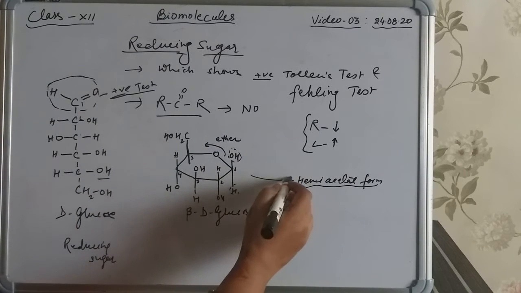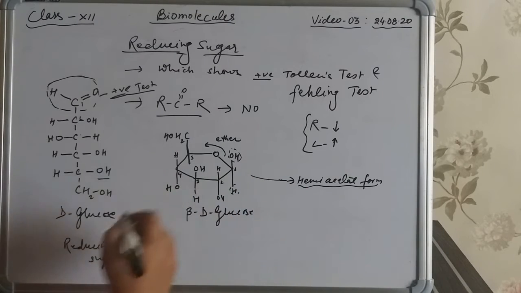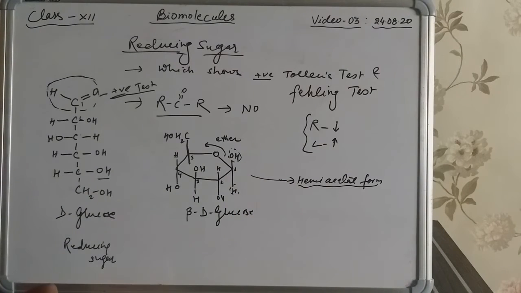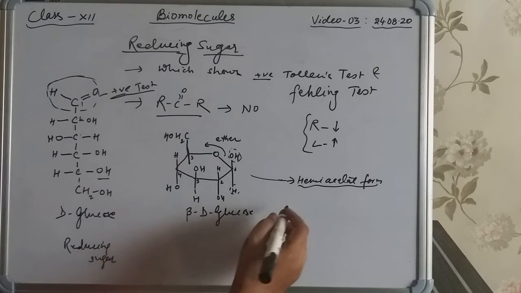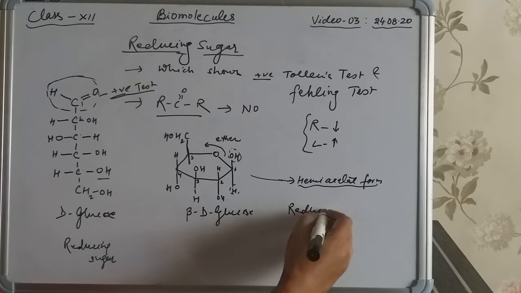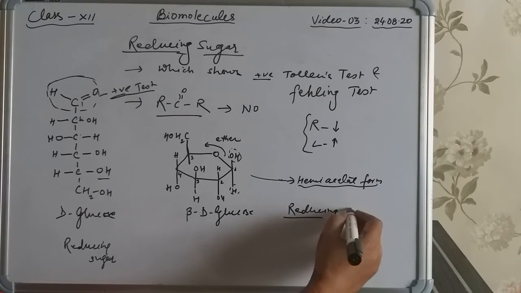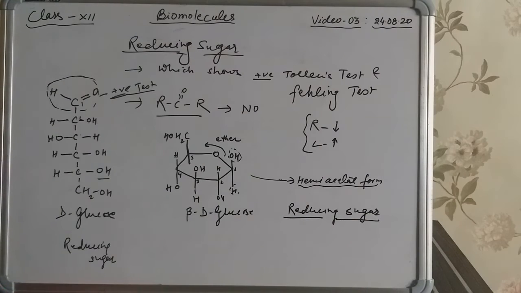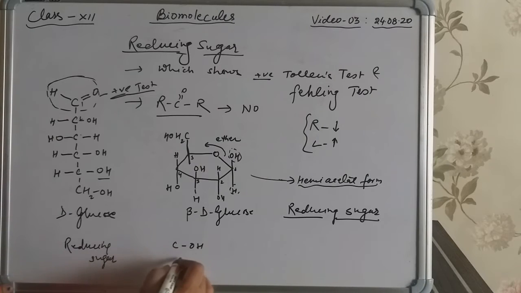We can say that this is the hemiacetal form, and if the compound is in hemiacetal form, this means it will be a reducing sugar. So this compound gives a positive Tollens test because it is the hemiacetal form of an aldehyde. In this way you can identify the hemiacetal form: a carbon with one OH group, one H, one OR group, and one other carbon.